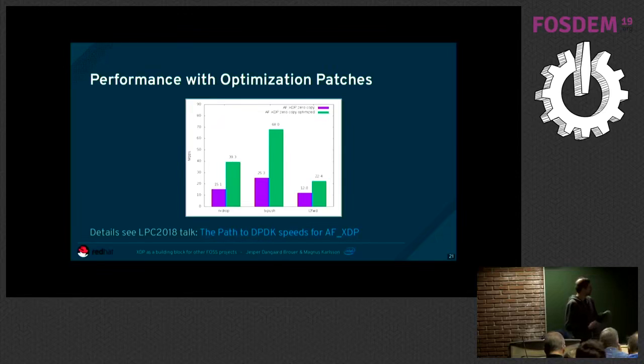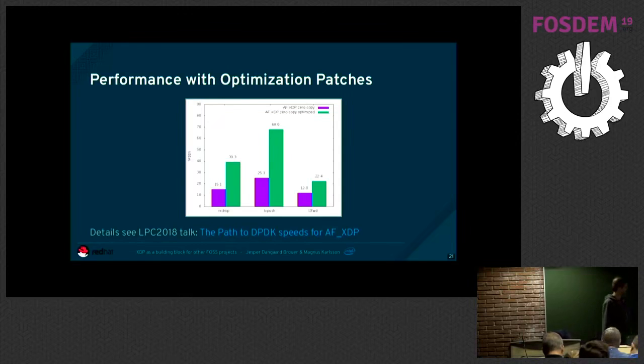Performance-wise, as you can see, the green ones here, we can get an increase of 1.5, so a 150% increase in performance with the performance optimizations that we have now. Some of them are really simple, and we've already upstreamed some of them. Others are more complicated, but this is what you can get now.